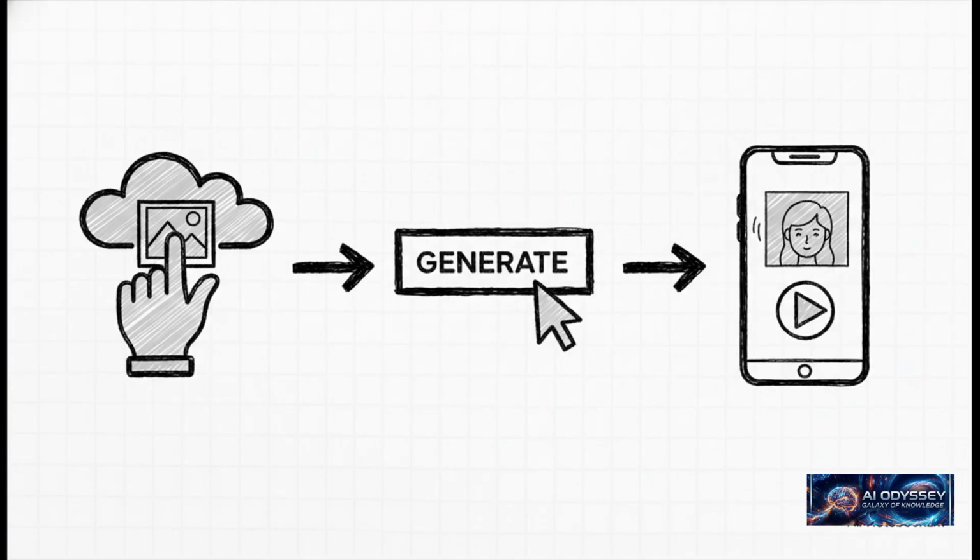The first method is super easy. You just take one of your influencer's photos, upload it to Grok.ai, click a button, and it adds this subtle, realistic motion. It turns that static image into a short, looping video, perfect for a quick story post.